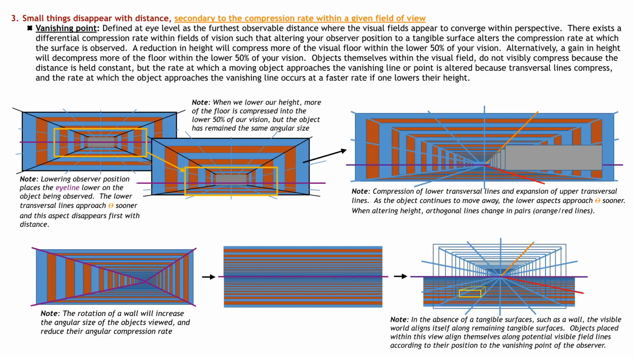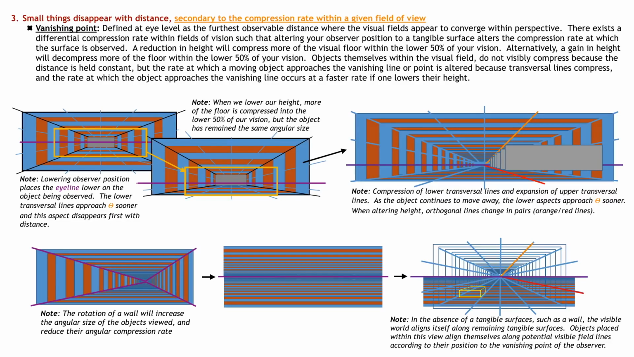And that makes implicit sense to us. We see more of the ceiling when we get lower to the floor, and we see less of the floor. And this occurs in pairs. So the orthogonal lines pair to one another within a floor such that as I compress one, I expand the other.